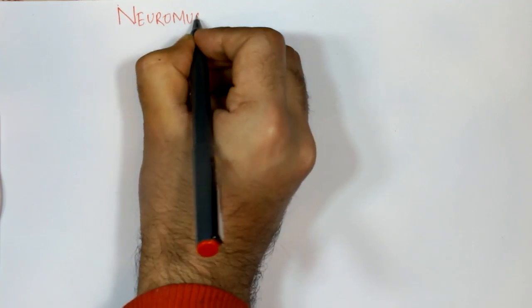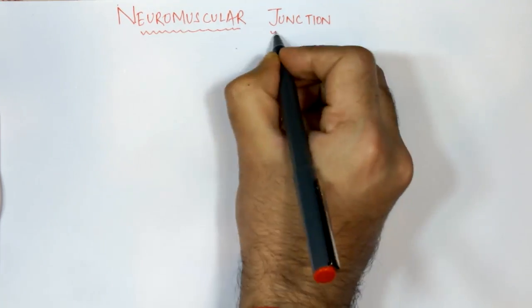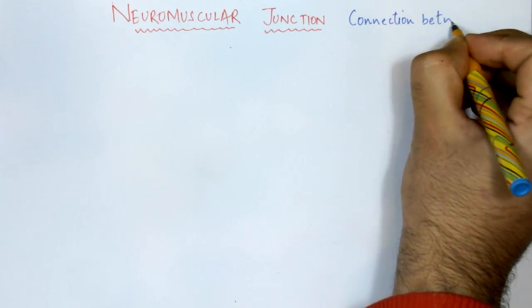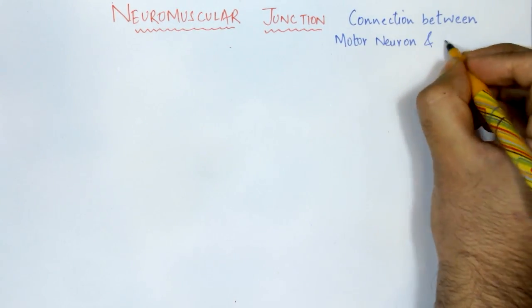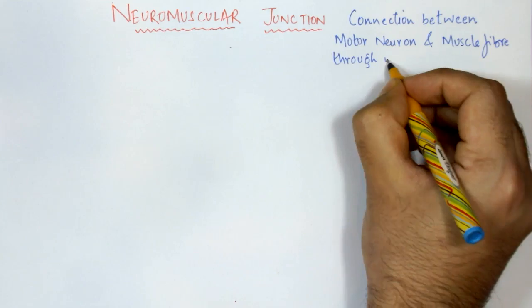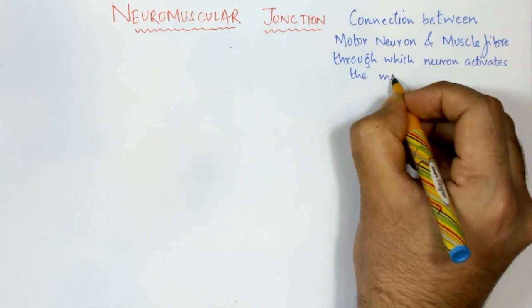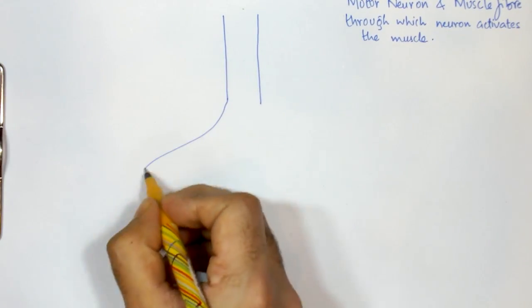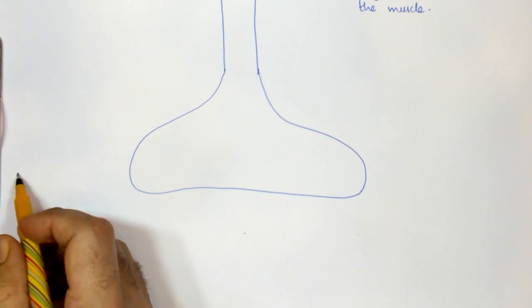In this video, we will talk about the neuromuscular junction. The neuromuscular junction is a connection between the motor neuron and the muscle fiber through which the motor neuron activates the muscle. Let's first draw a brief diagram of the neuromuscular junction to understand its structure.